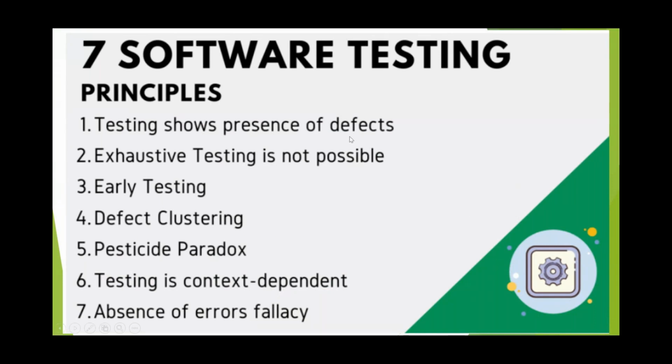As I told, if you are testing a particular software, testing can show that defects are present, but testing cannot prove that there are no defects. Testing reduces the probability of undiscovered defects remaining in the software, but even if no defects are found, it's not proof of correctness. You got the context, right?